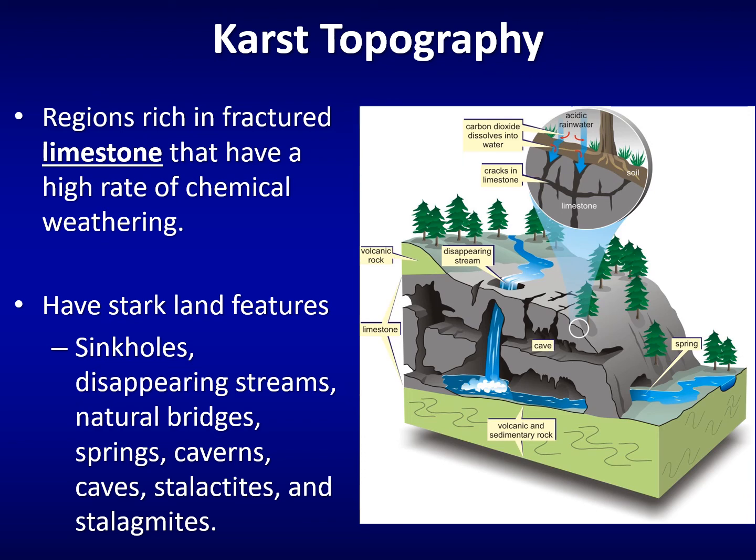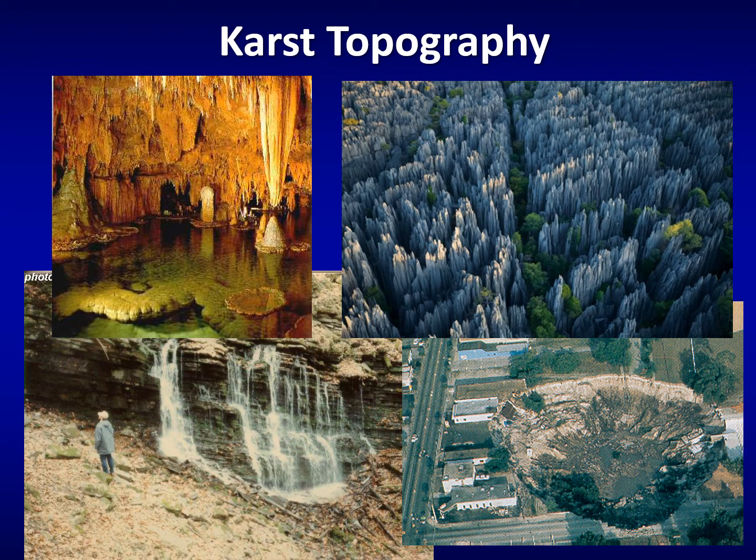The acidic rainwater goes in. It soaks into the ground through the cracks in the limestone. The limestone is further chemically weathered away to produce larger cracks, which eventually end up forming the caves and caverns and all that kind of good stuff. Of course, limestone, when it's worked over by water, can produce some pretty amazing land features, and you can see those pictured here.